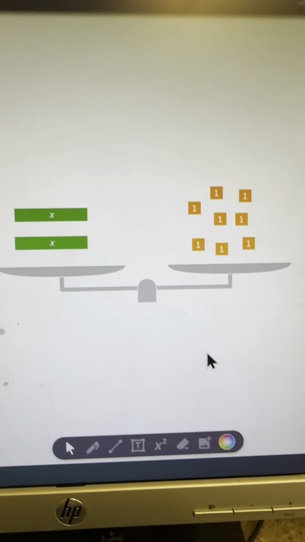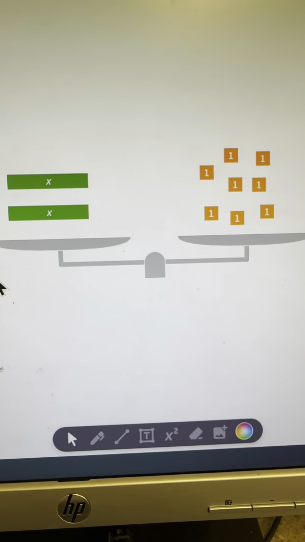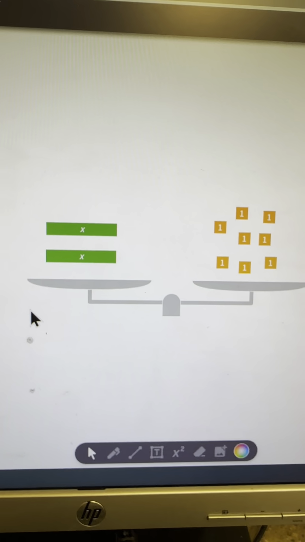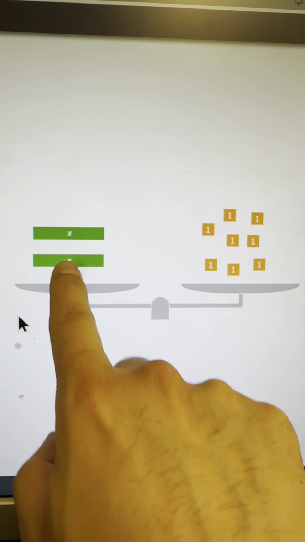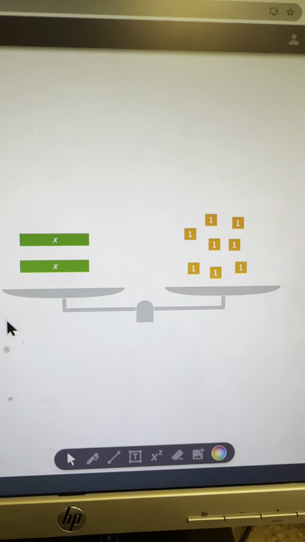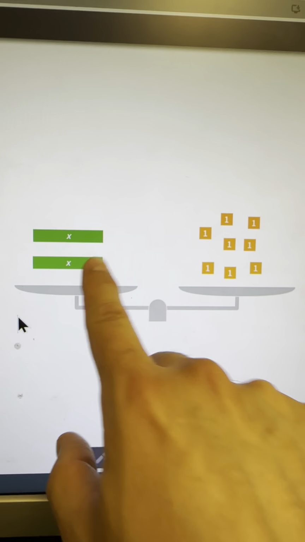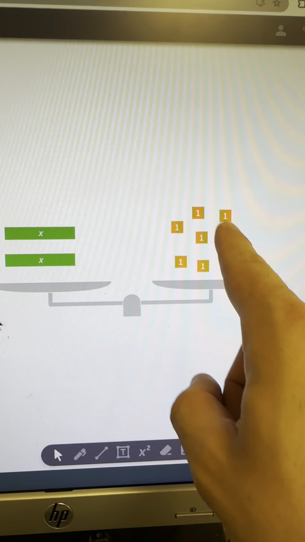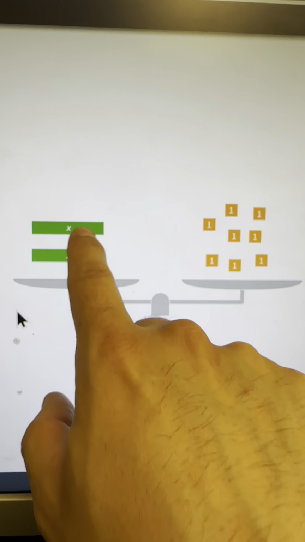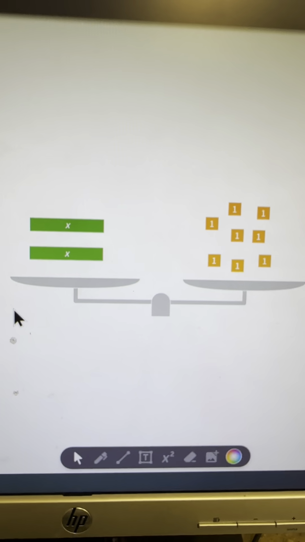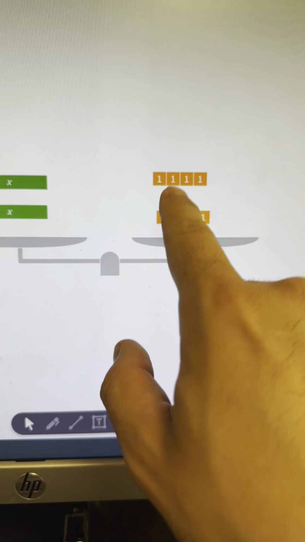Now solving this problem is a little bit different, but your goal when solving an equation is to figure out the value of 1x. We don't want the value of 2x's, we just want 1. One way you can do that in this case is by grouping. So we're going to split this up into two groups to figure out how many of these match up with one of the x's. You can see here I created my two groups, right?